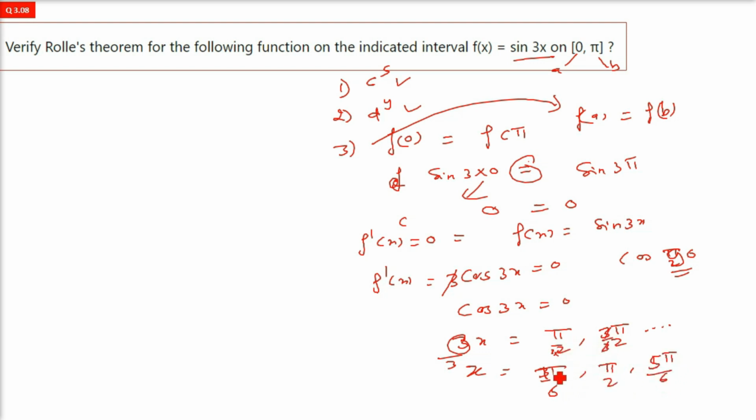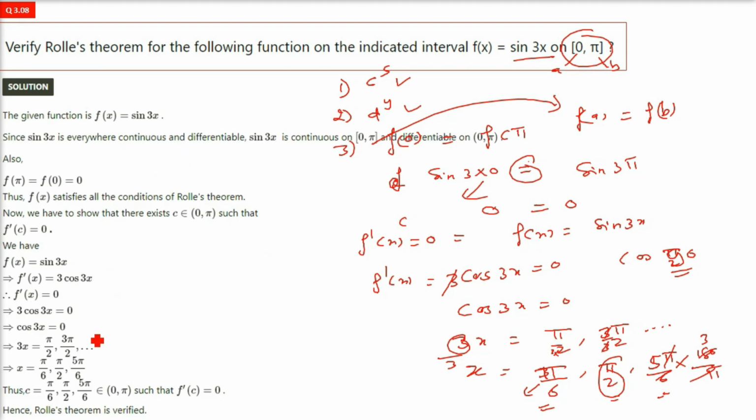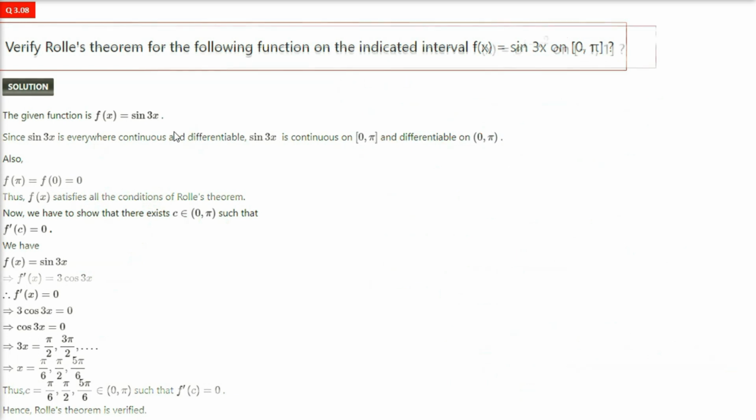But the values which we are talking about, pi by 6, pi by 2, 5 pi by 6, all lie between 0 and pi. The first one is 30 degrees. Then we have 90 degrees. Then we have 5 pi by 6. Just multiply it by 180 and divide it by pi, so you get 150 degrees. All these lie between these two. Now how we are going to write all of this is given here. I'm trying to show you the reference solution also.